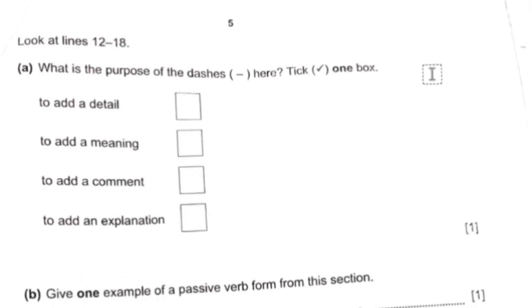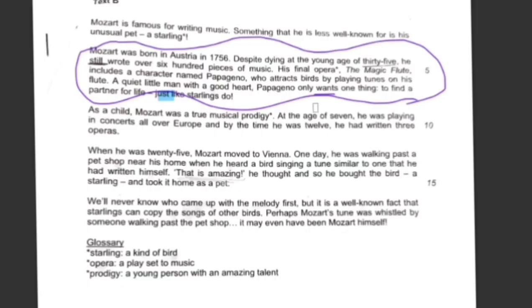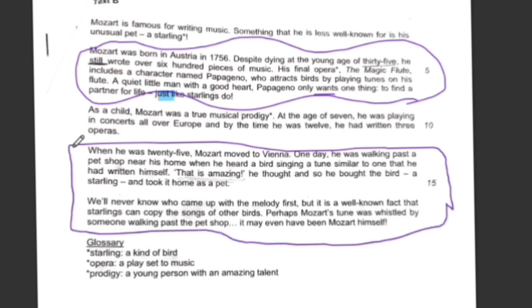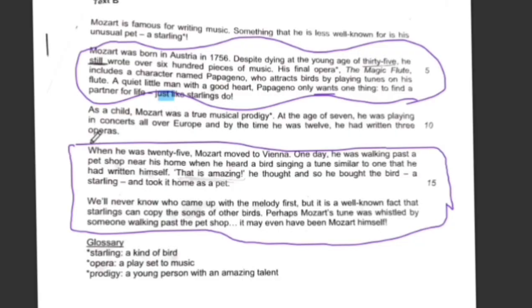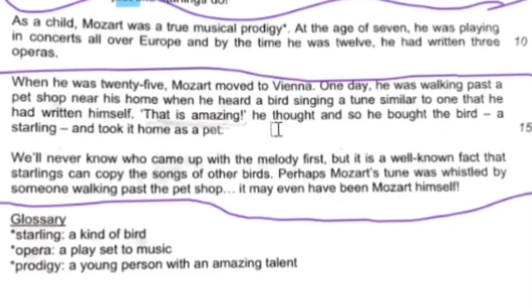Look at lines 12 to 18. We're going to look at this part to find what the purpose of the dashes is. Tick one. Okay, let's go and check. Let's find the dash first. Where is the dash? Here we go.